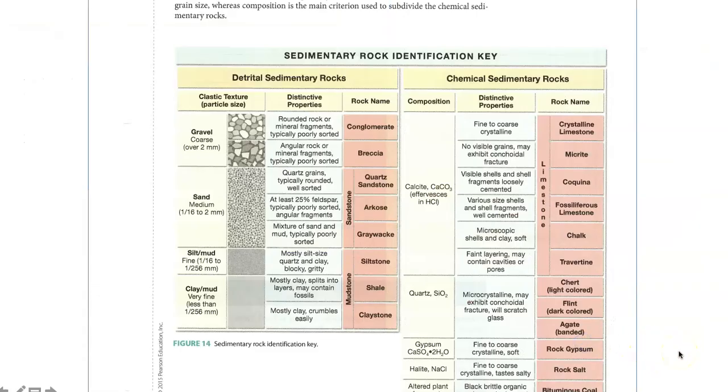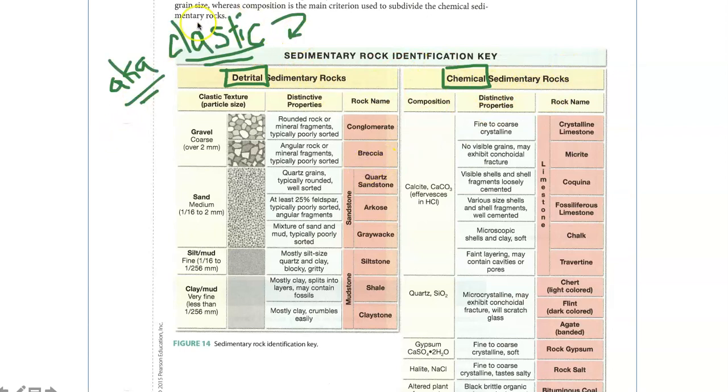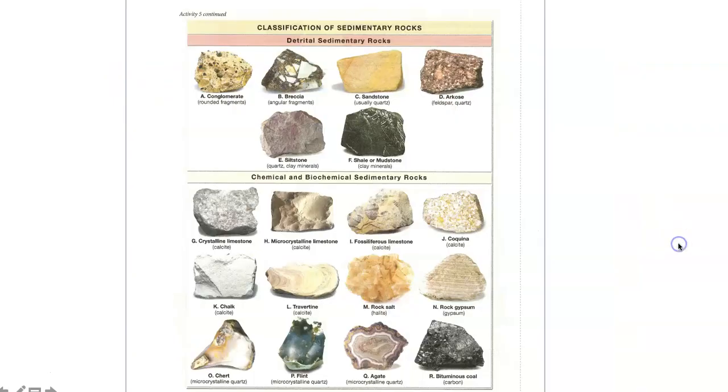Here's the sedimentary rock identification chart, and you can see we have 2 main groups, detrital and chemical. And detrital, again, can also sometimes be called clastic. We'll talk more about this chart in a minute. The next part of the lab asks you to look at these pictures and answer some questions. So this is important. On the top, we have some examples of common detrital sedimentary rocks. They include conglomerates, breccias, sandstones, arkoses, which are also a type of sandstone, siltstones, and shales or mudstones.